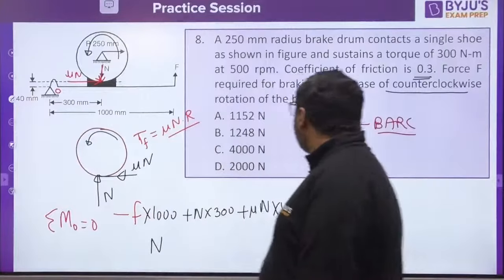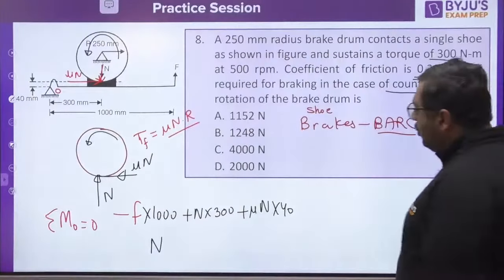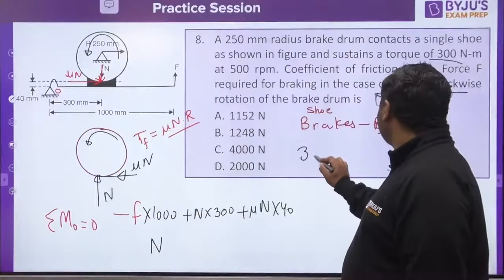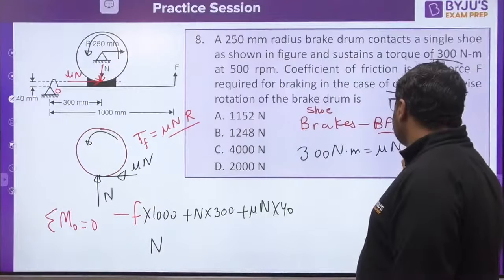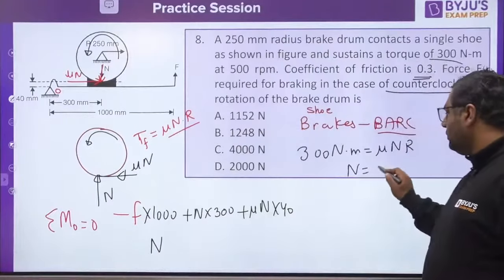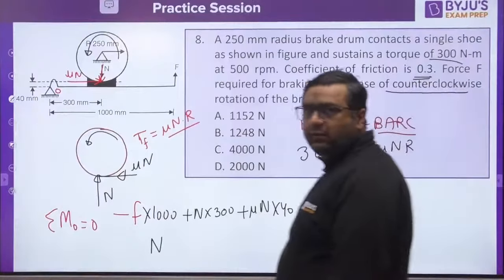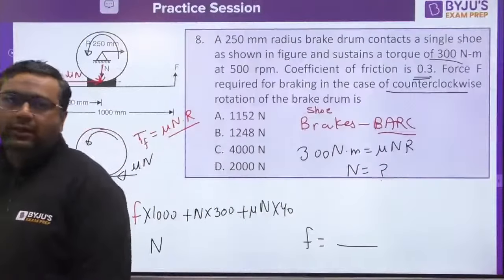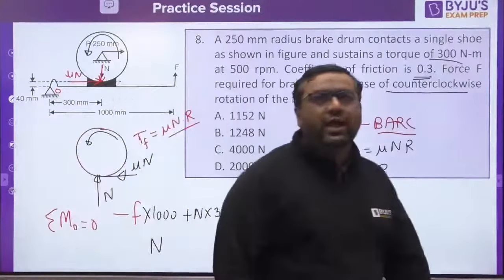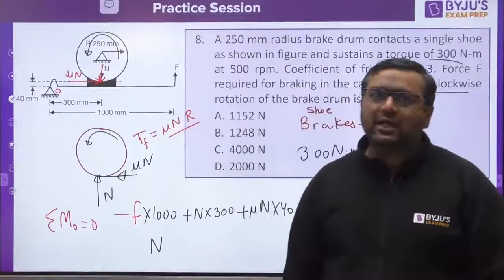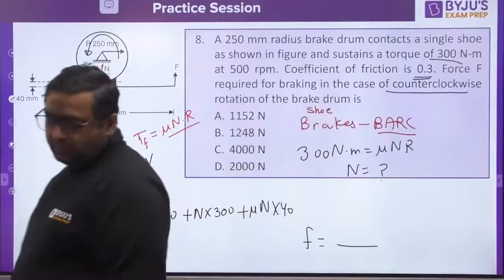and you will get the value of N, because it is already mentioned that torque is there. So you know torque is 300 Newton meter would be mu N R. So you would be getting N from here. Putting N, you will get F from here. Solve it. I have given all the calculations required here along with the free body diagram. Solve it and get the answer, guys.